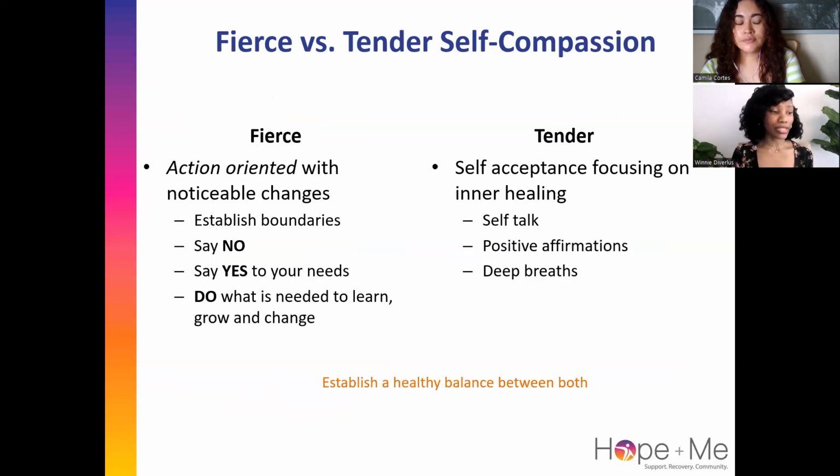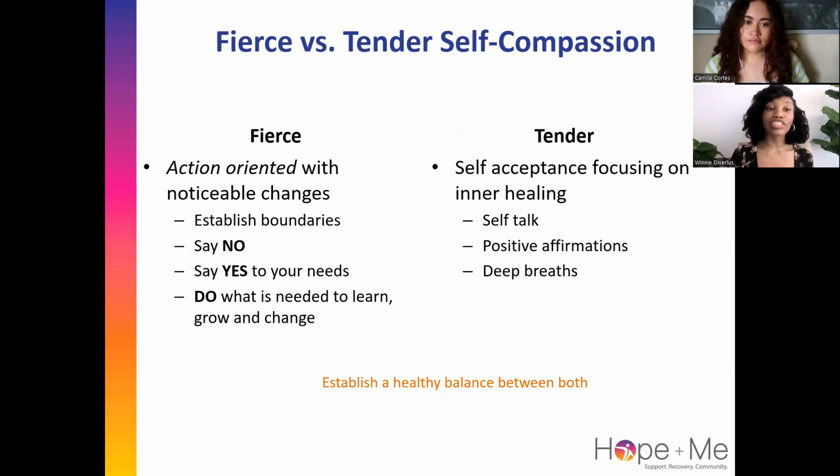Fierce versus tender self compassion. And the difference between the two is as follows. Fierce compassion is action oriented with noticeable changes, and tender self compassion is self acceptance, focusing on inner healing.